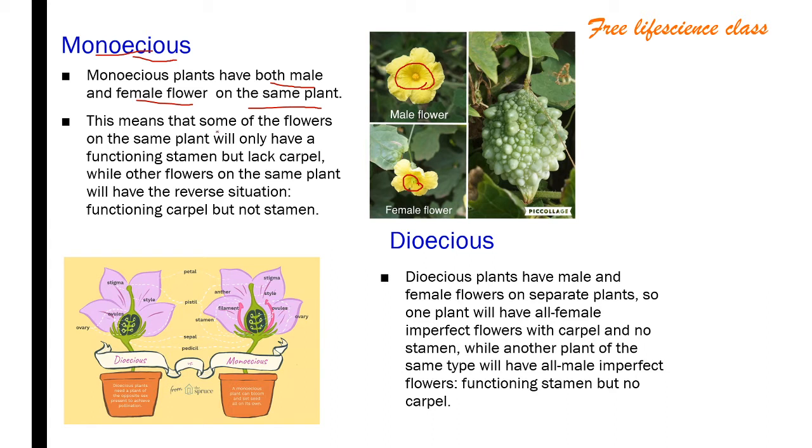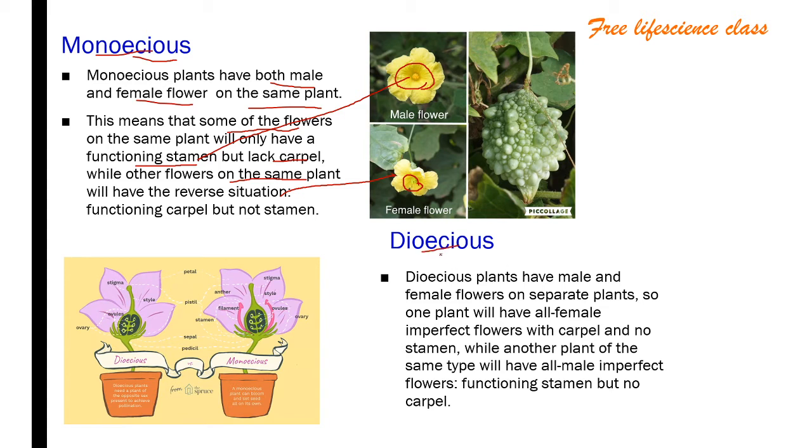This means that some of the flowers on the same plant will only have a functioning stamen, but lack a carpel. While other flowers on the same plant will have the reverse situation. That means it has a functional carpel but not the stamen. Okay, that is what is meant by monoecious.